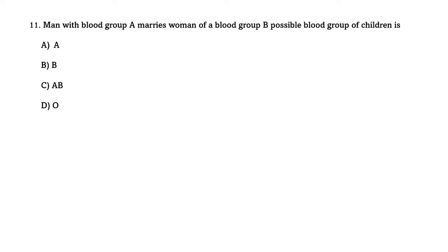Next question. A man with blood group A marries a woman with blood group B. What is the possible blood group of the children? So they are asking about the possible blood group of the children. The man has blood group A. If the man has blood group A, what are the possible alleles here?